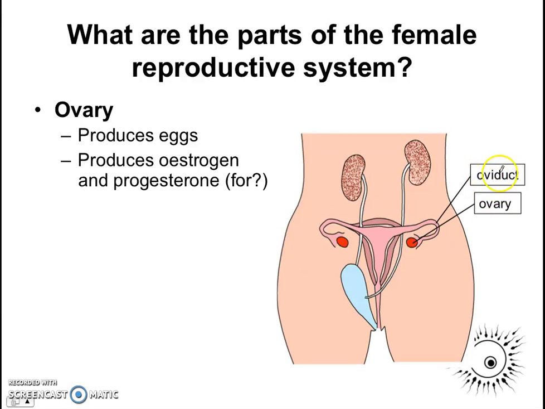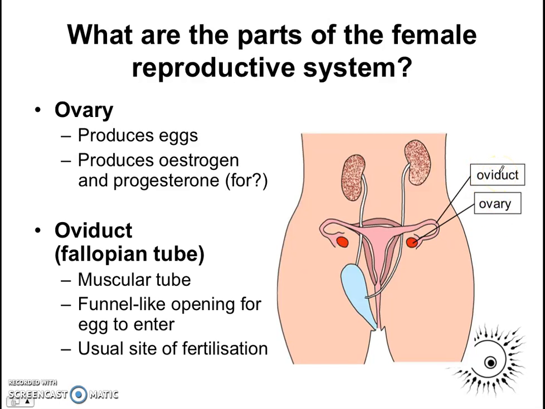We also have next to the ovary the oviduct, or the fallopian tube. This is simply a muscular tube. It has a funnel-like opening here next to the ovary so that eggs from the ovary can enter the fallopian tube, and then be transported by peristalsis along the oviduct towards the uterus. Fertilization, if it happens, usually happens along the oviduct.